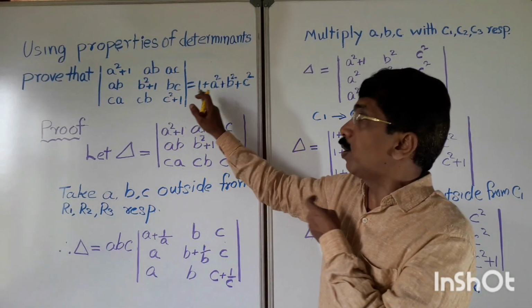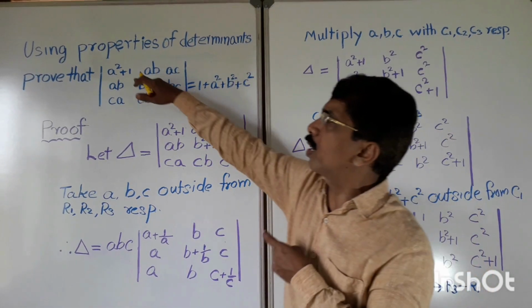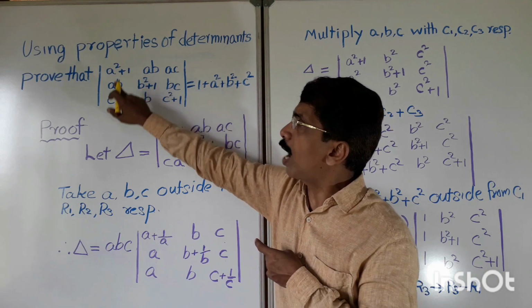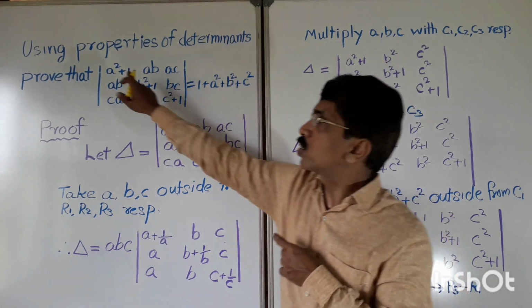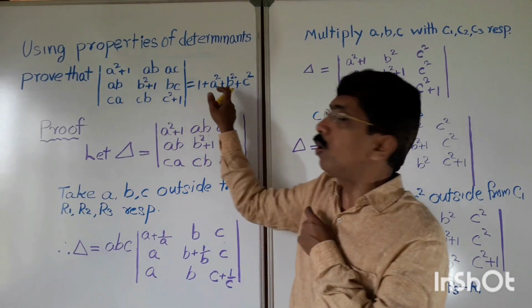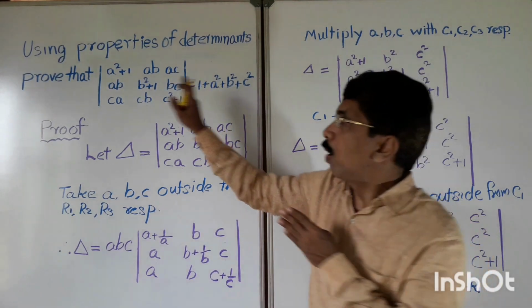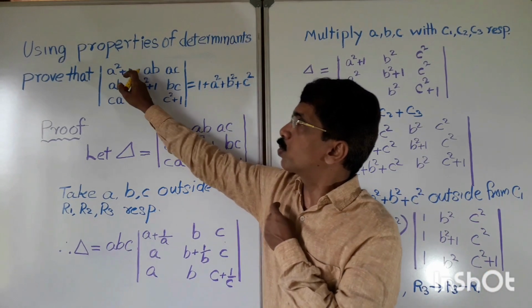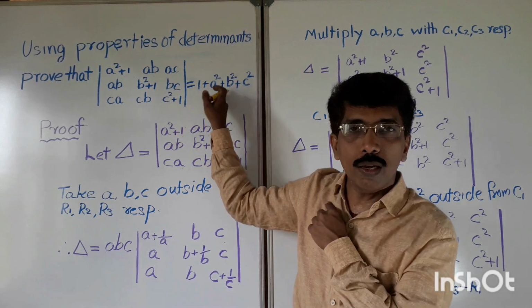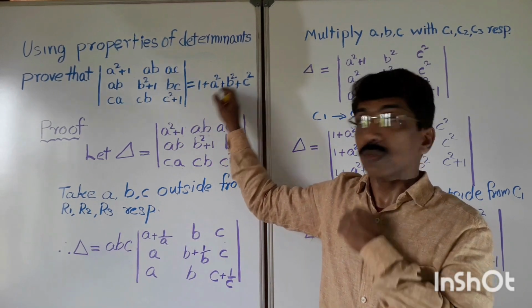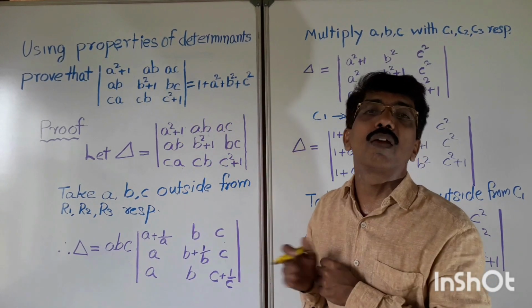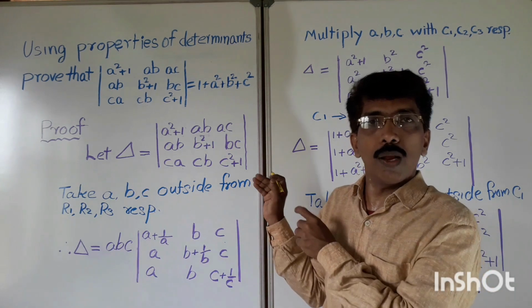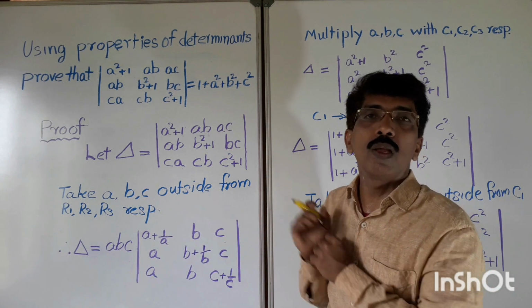So first, when you are getting a problem like this, you think whether you will get it if you just add. Will you get this one, a square plus 1 plus ab plus ca? No, we are not getting. Or this way, if you add a square plus 1 plus ab plus ac, will you get it? No, we are not getting. So we have to think in a different way. This particular problem, you think in a different way, then only you will get it.